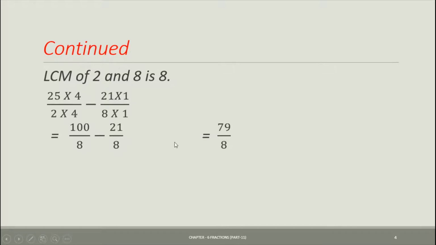Now we can easily subtract, right? Since denominators are same, we can easily subtract. So how to subtract? We have to just subtract numerators. So 100 minus 21 is 79. Okay. So 79 by 8.